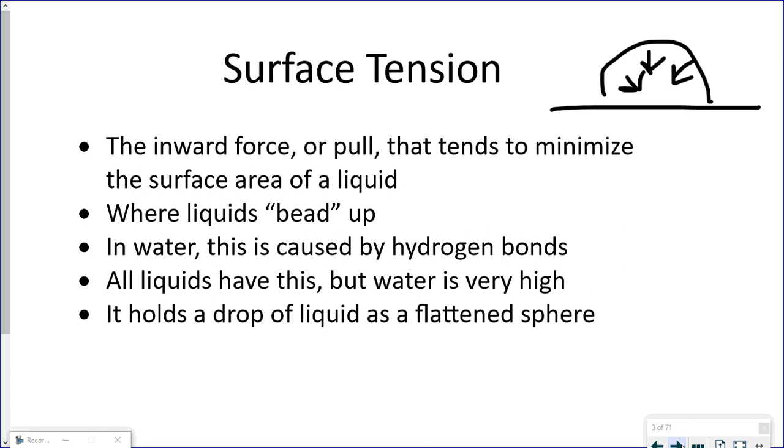In water, this really high surface tension is caused by the hydrogen bonds. All liquids are going to have some form of surface tension, but water is particularly high because those hydrogen bonds allow all the water molecules to be attracted to one another. So it will hold a drop of liquid as a flattened sphere. If you've ever done the lab where you do drops of water on a penny, it'll create this large bubble on top of the penny until you add that one extra drop that it can no longer hold the droplet together anymore.